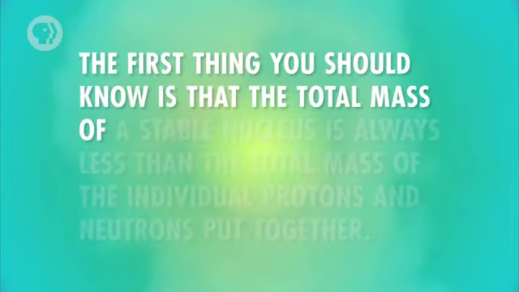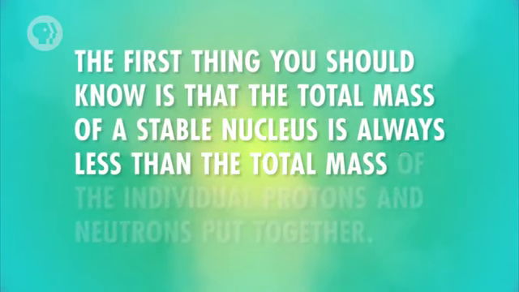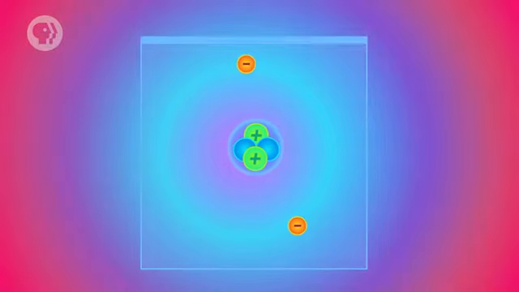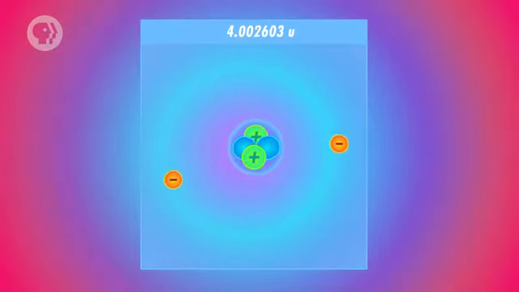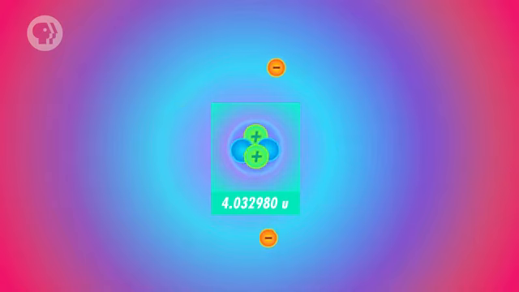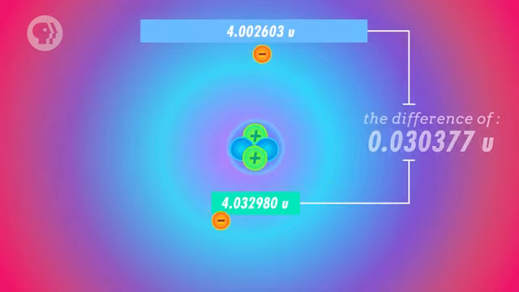Okay, now that we have a notation for describing elements and their isotopes, we can talk about the energy associated with a nucleus and its bonds. The first thing you should know is that the total mass of a stable nucleus is always less than the total mass of the individual protons and neutrons put together. For instance, the mass of a neutral helium atom is 4.00603 unified atomic mass units. But 2 neutrons and 2 protons, the component parts of a helium atom, taken together have a mass of 4.032980 unified atomic mass units. That means that the nucleus of a helium atom has 0.03037 unified atomic mass units less mass than its component parts.